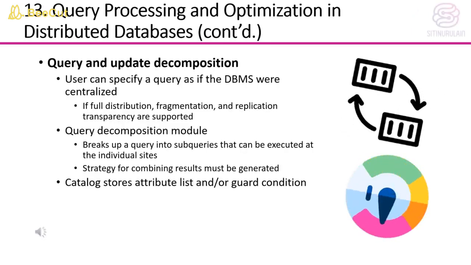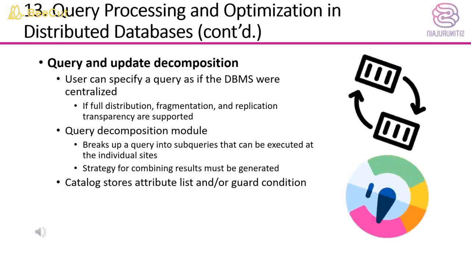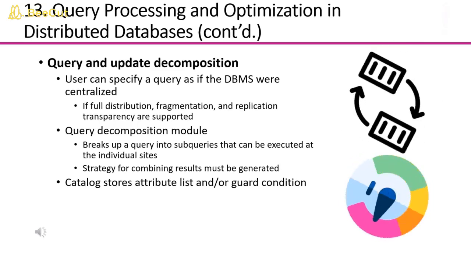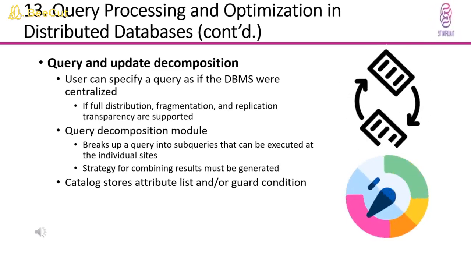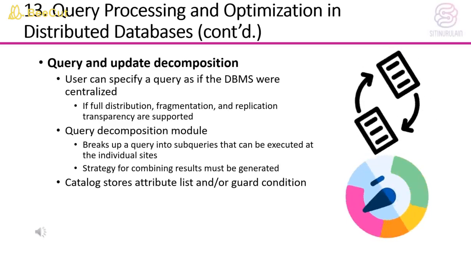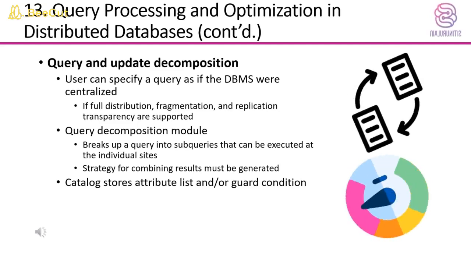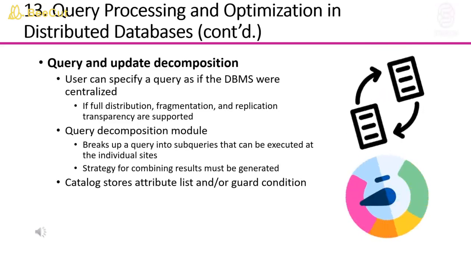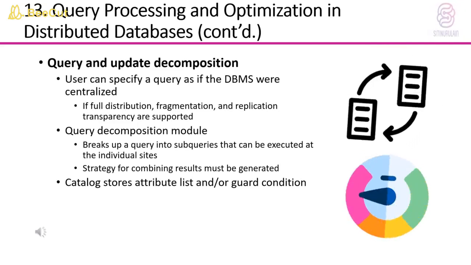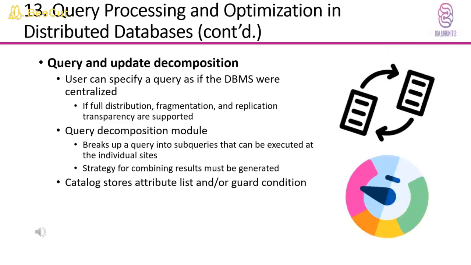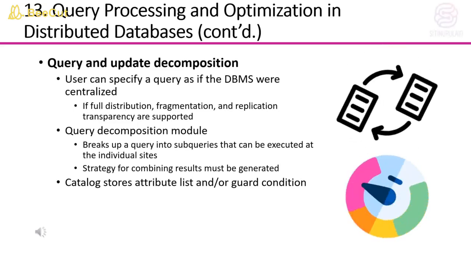Query and update decomposition. User can specify a query as if the DBMS were centralized, if full distribution, fragmentation, and replication transparency are supported. Query decomposition module breaks up a query into subqueries that can be executed at the individual sites. Strategy for combining results must be generated. Catalog stores attribute list and/or guard condition.